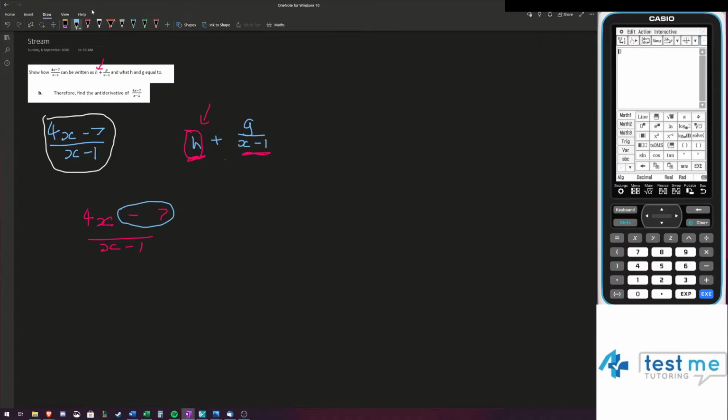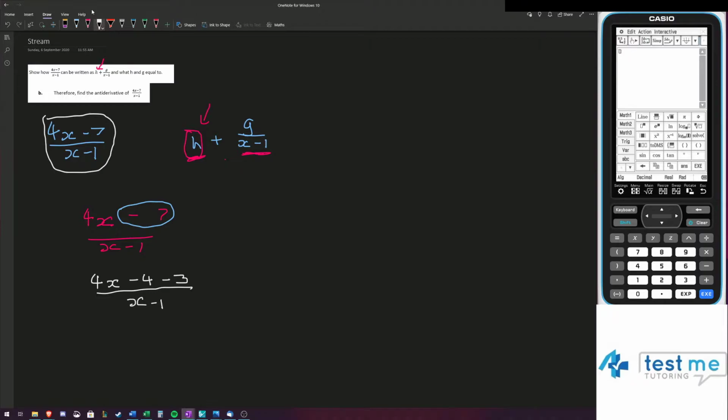But we can split this up. So now there's two ways we can do it. I'll show you both ways. There's one way that I prefer, which is we can just split up that negative 7 to have negative 4 and negative 3, because that's the exact same thing, right? Because negative 4 and negative 3 is negative 7. That has not changed that numerator. The numerator is the exact same. The bottom also stays the same as x minus 1.